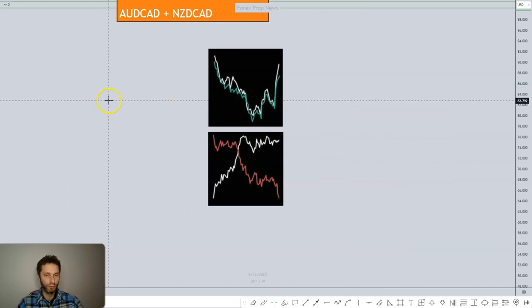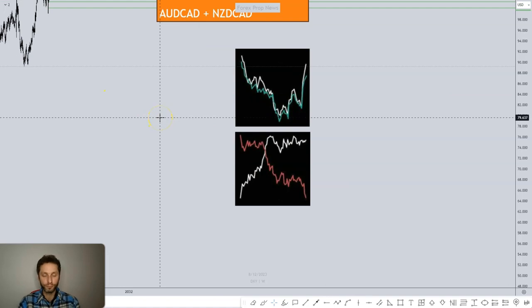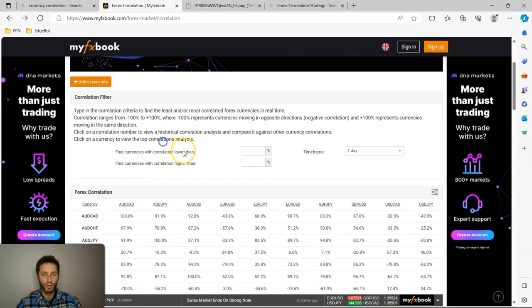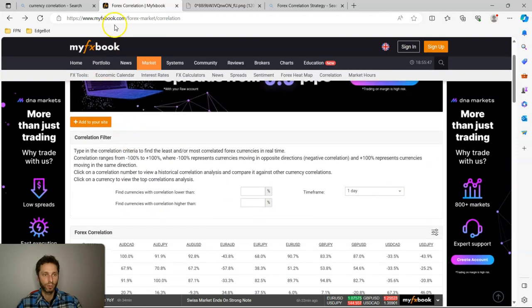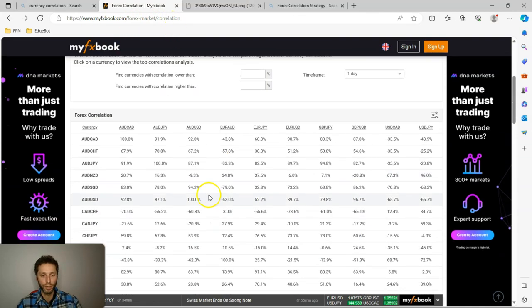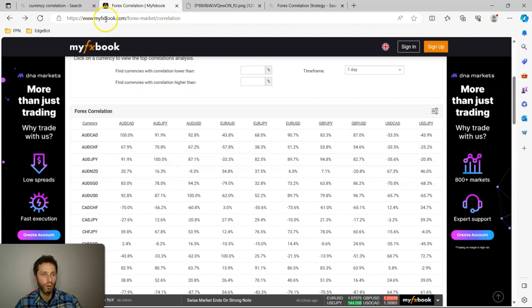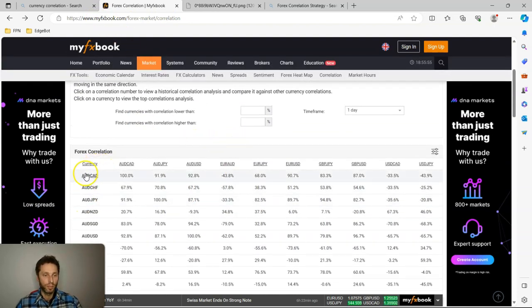If you're unsure, let me give you a resource to look at. So here is one resource you can look at. We've got the correlation table on MyFX book. You can see on the left you've got the charts, and if you look along, you will see how closely correlated it is. Now, Aussie CAD, for example, has 92.8% correlation with Aussie dollar, which means same direction. And then it has a negative correlation, for example, with Euro Aussie of 43%.